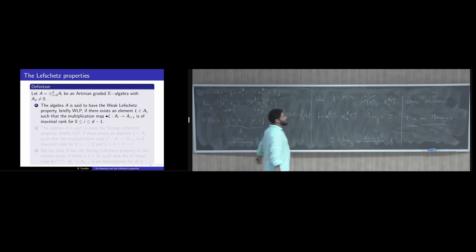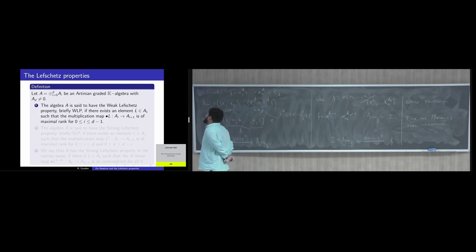Finally, we are now in position to define the so-called Lefschetz properties. Let A be any Artinian graded K-algebra. We say that A has the weak Lefschetz property, WLP, if there is some element of degree one such that the multiplication map from A_i to A_(i+1) has maximum rank for all i from 0 to d minus 1.